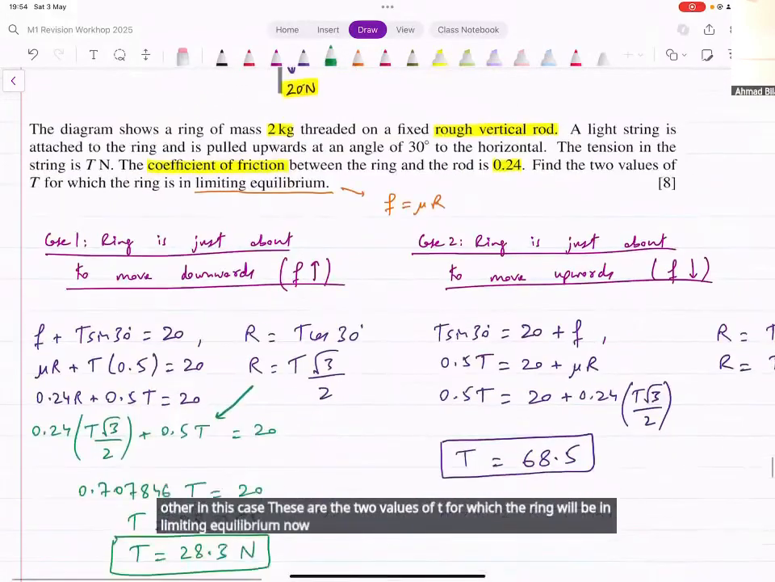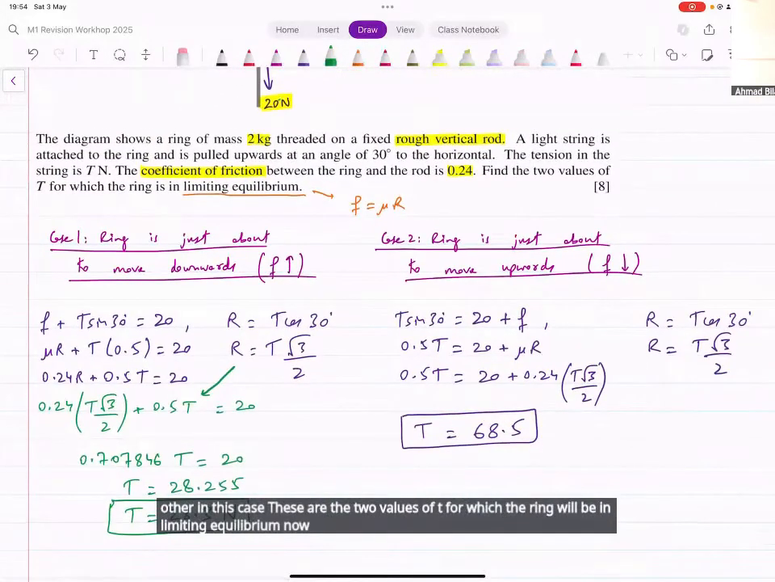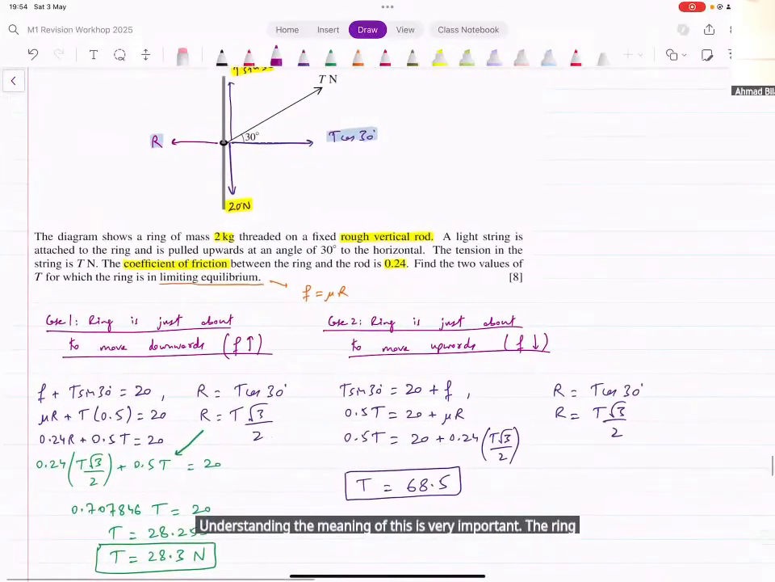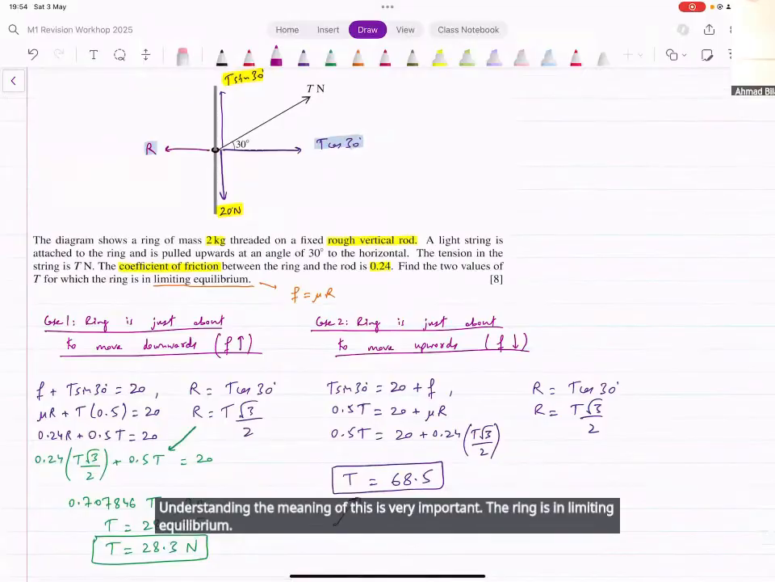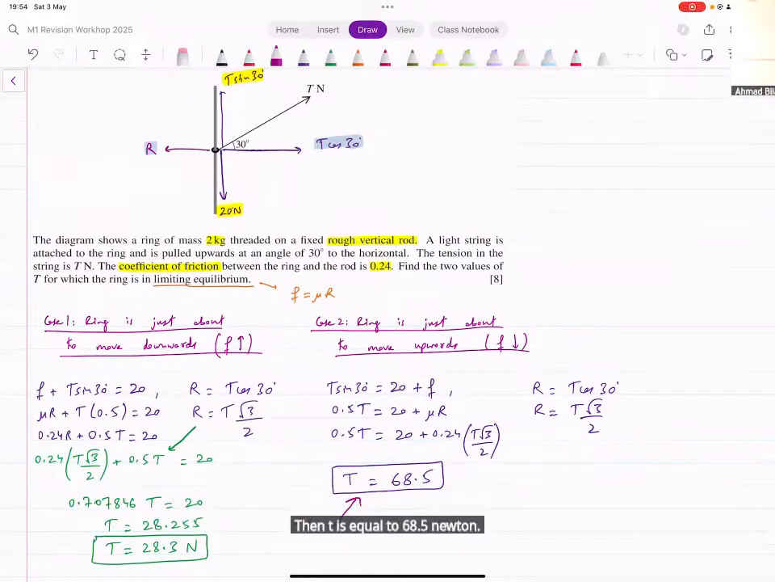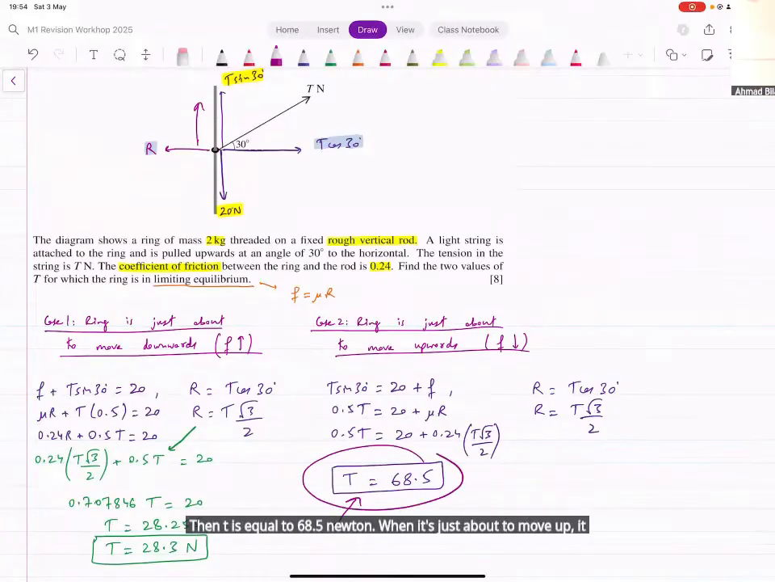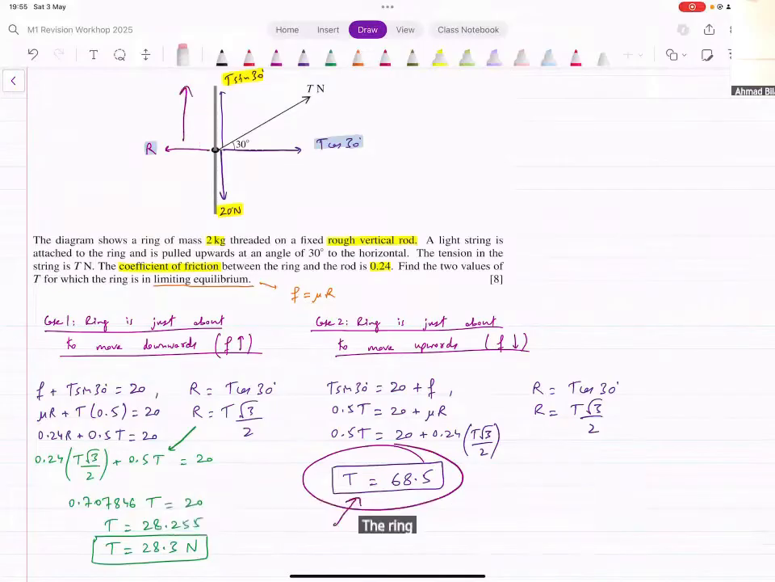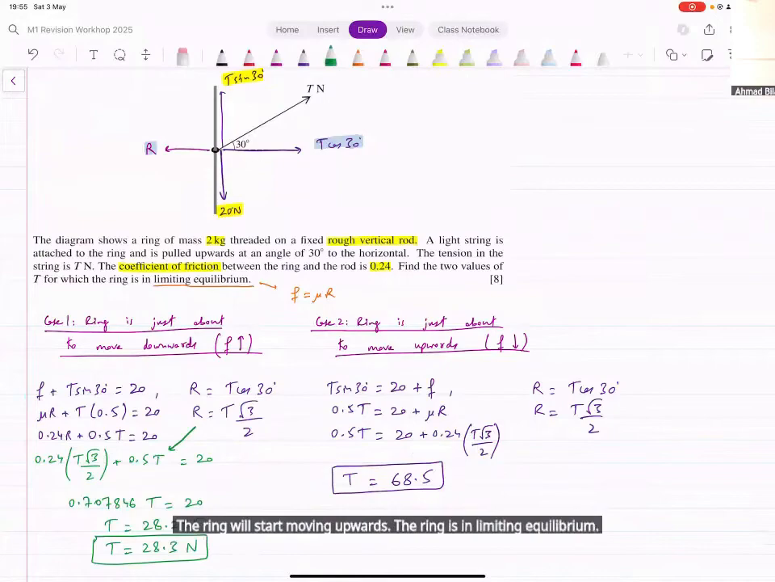Now, understanding the meaning of this is very important. The ring is in limiting equilibrium when T is equal to 68.5 Newton, when it's just about to move up. It means if the force T was even slightly bigger than this, the ring will start moving upwards. The ring is in limiting equilibrium with a value of T equal to 28.3 Newton, and it's just about to move downwards in this first case.